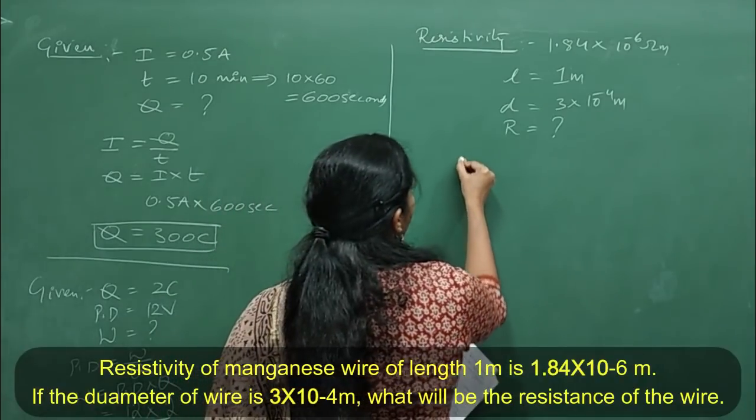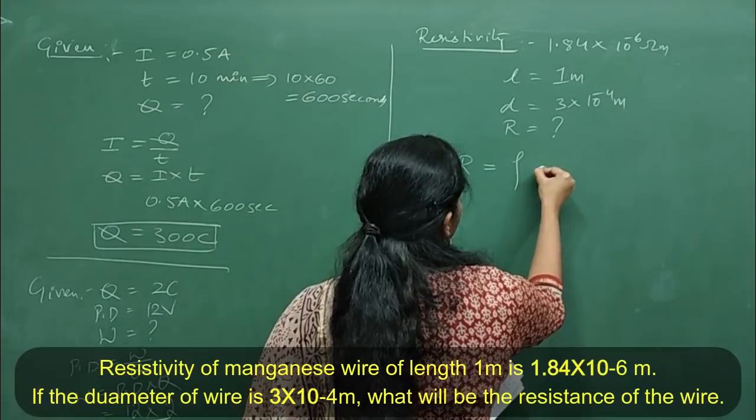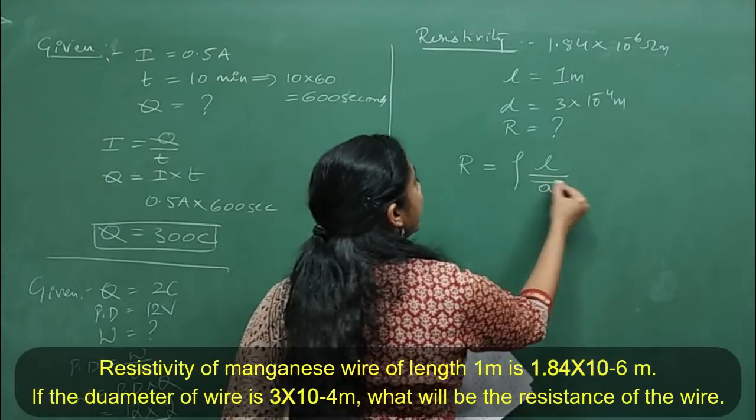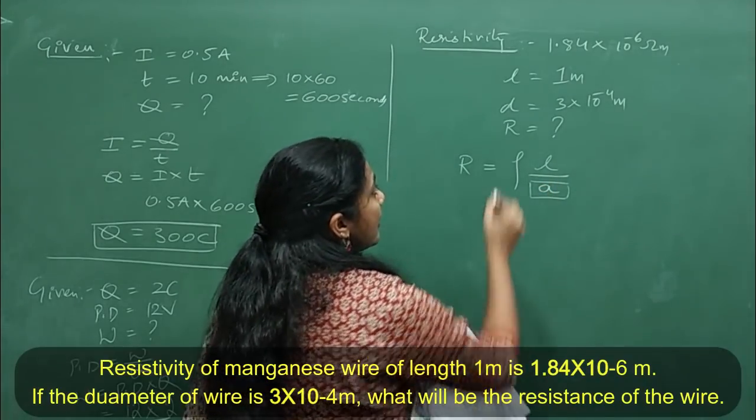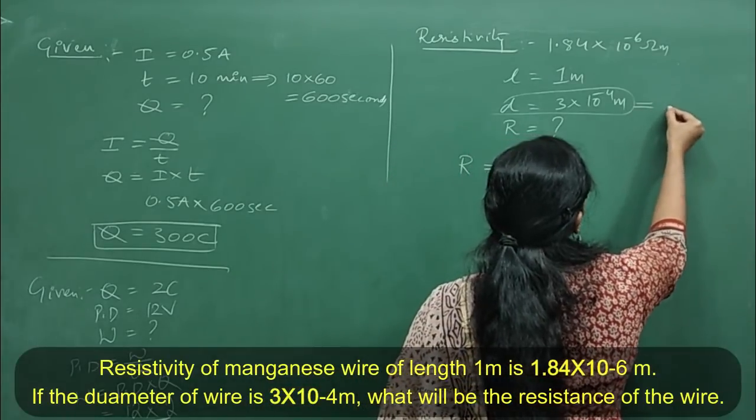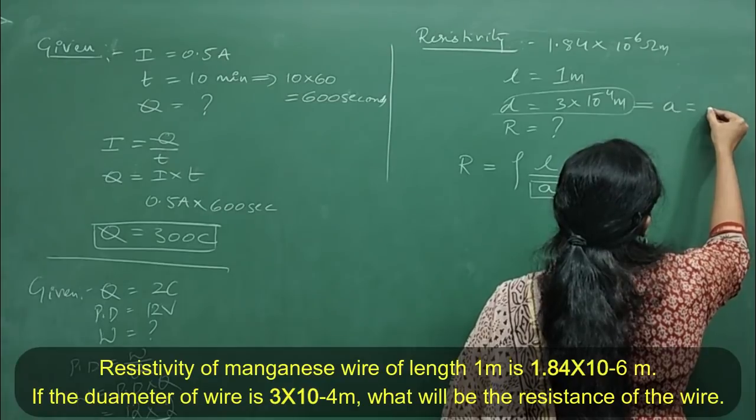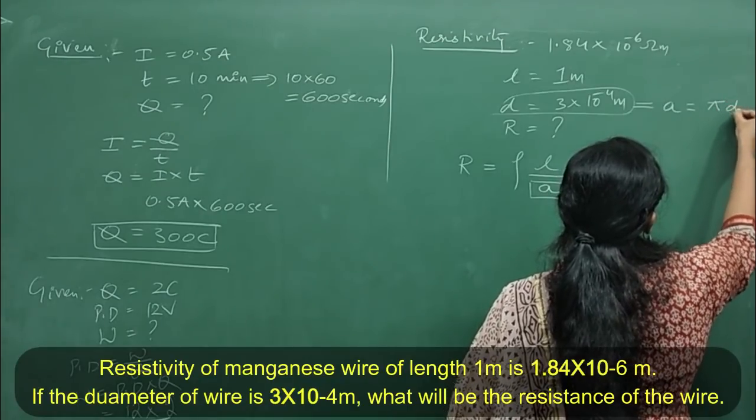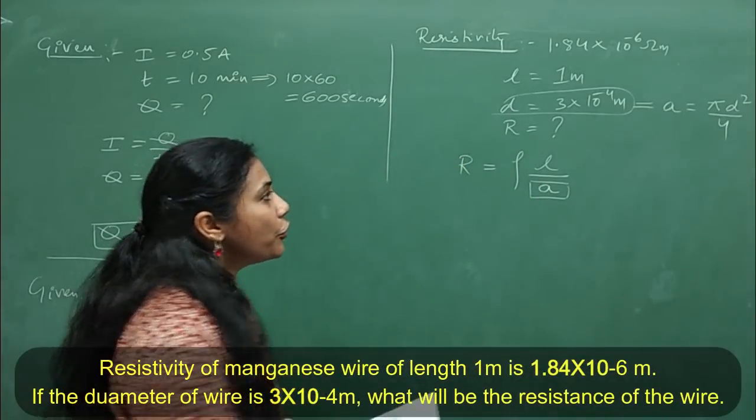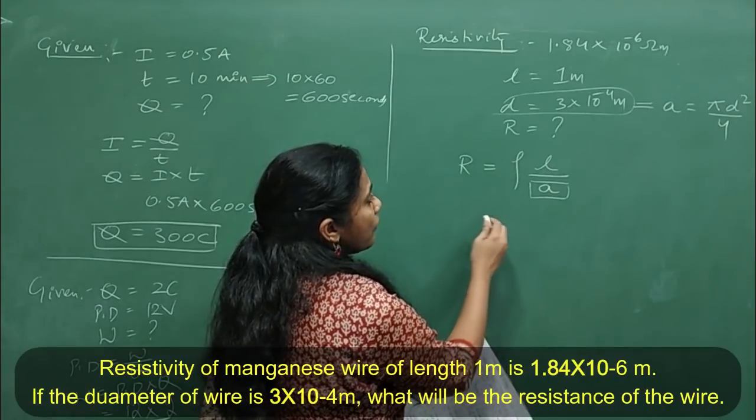So our formula is resistance is equal to resistivity into L divided by A. So you want the area of cross section, but they have given the diameter, right? So here the area of cross section is equal to pi d square divided by 4, isn't it? So you can put that here in the place of A.